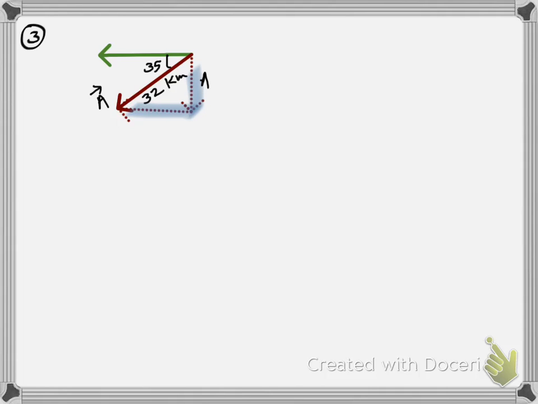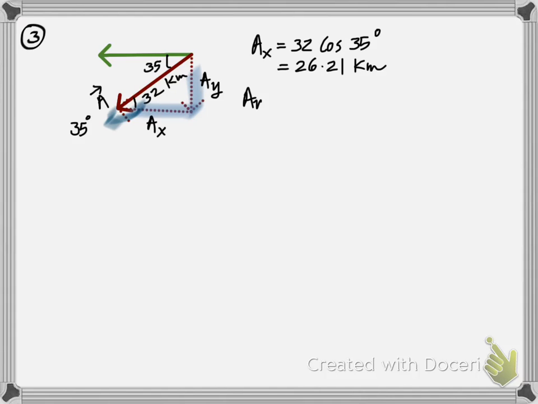So that's your vector A. Remember that this is going to be AY, this is AX. That angle is also 35 degrees, because parallel lines cut by a transversal, alternate angles are equal. And therefore we remember that AX is always whatever the vector is, in this case it's 32 cos of the angle, which is 35. So it's 32 cos 35. That is 26.21 kilometers. And similarly, AY is 32 sine 35 degrees, which you calculate as 18.35 kilometer.